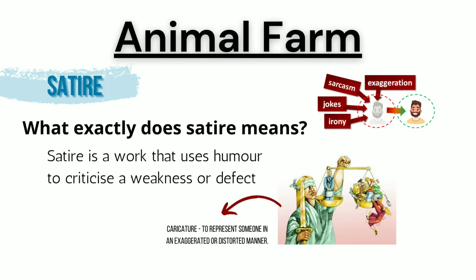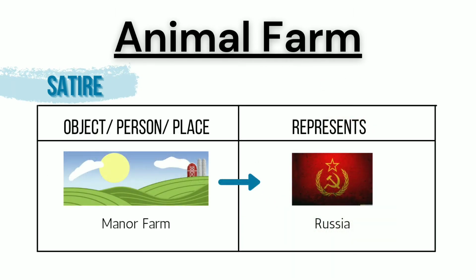So, what exactly does satire mean? The answer to this question is, satire is a work that uses humor to criticize a weakness or defect. You can see the hard reality of life, where corruption, favoritism, and injustice are shown in this caricature. So basically, satire aims to change the behavior of the target for the better. Now, let's bring out the satire in Animal Farm.